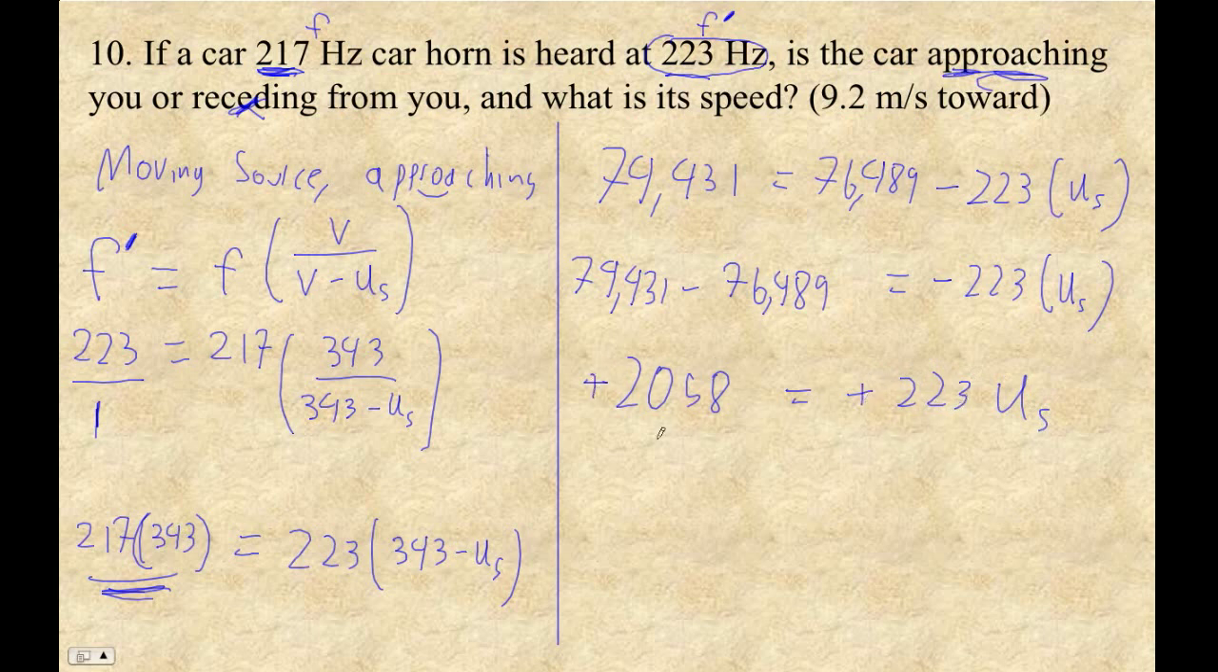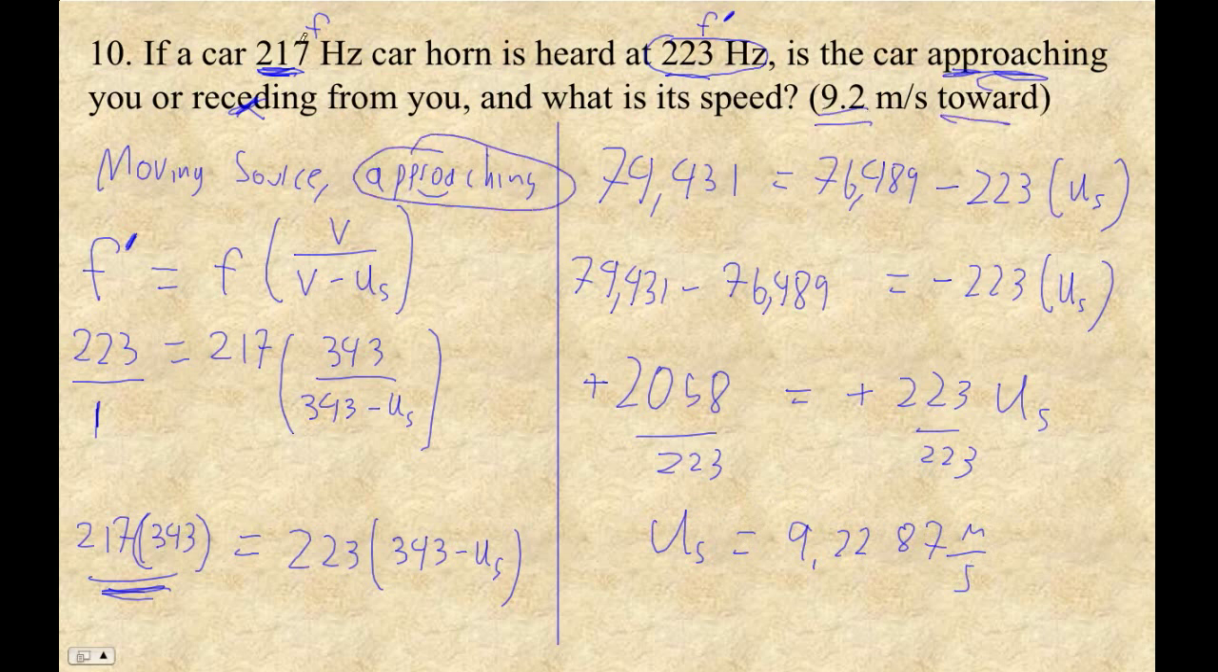Divide both sides by 223. And I get 9.228287, right? So 9.2 meters per second. You definitely are approaching because you heard it shifted to a higher frequency, right? So 9.2 is good enough.